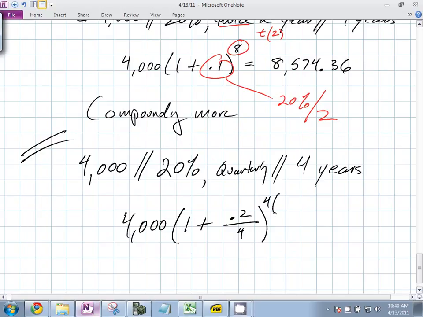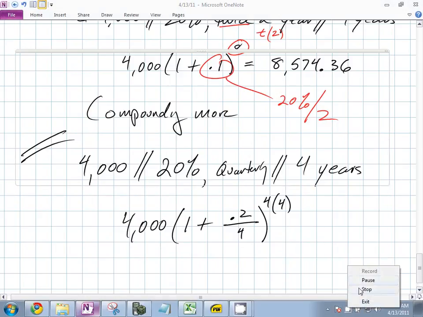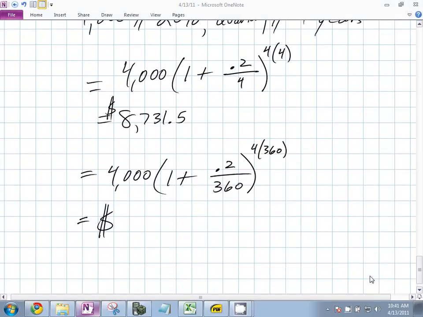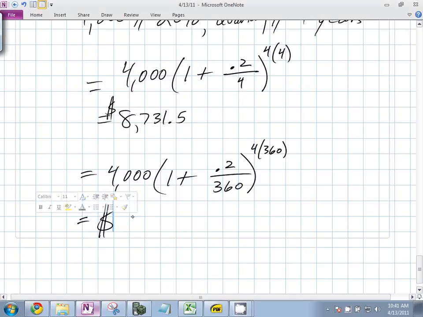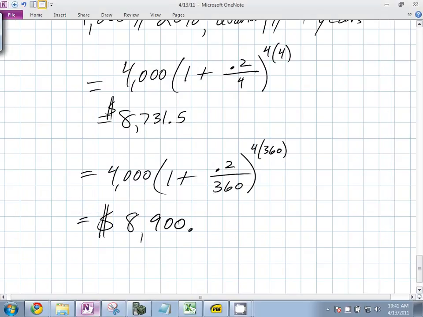Times 4. Someone do that on their account. Do a few of you so you can verify your answer. Daily interest. Same account, same amount of money, same yearly interest rate. Be careful, you have to type in the numbers really carefully. What do you get? 8,900 point what? 19. So do we make more money? Yeah, but did it suddenly get to $1 billion trillion?